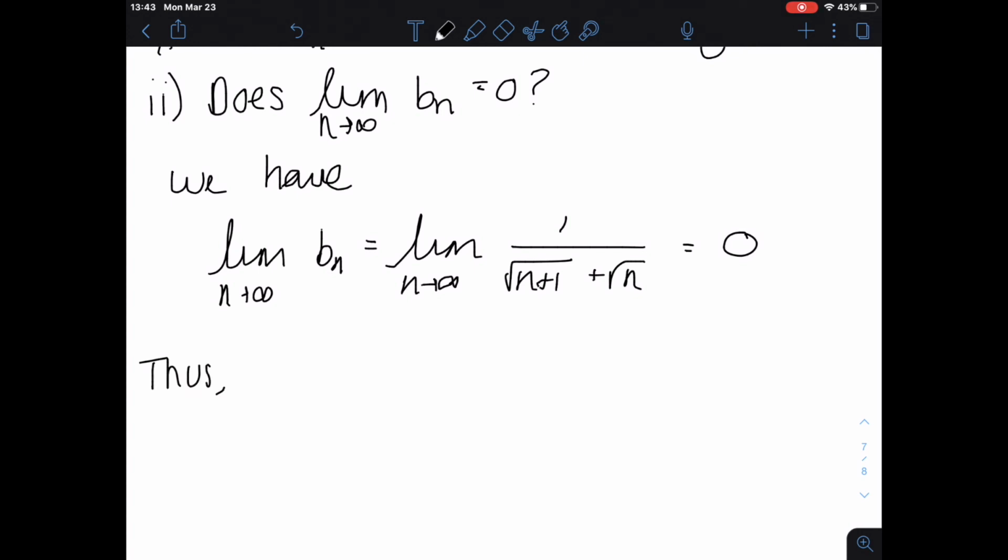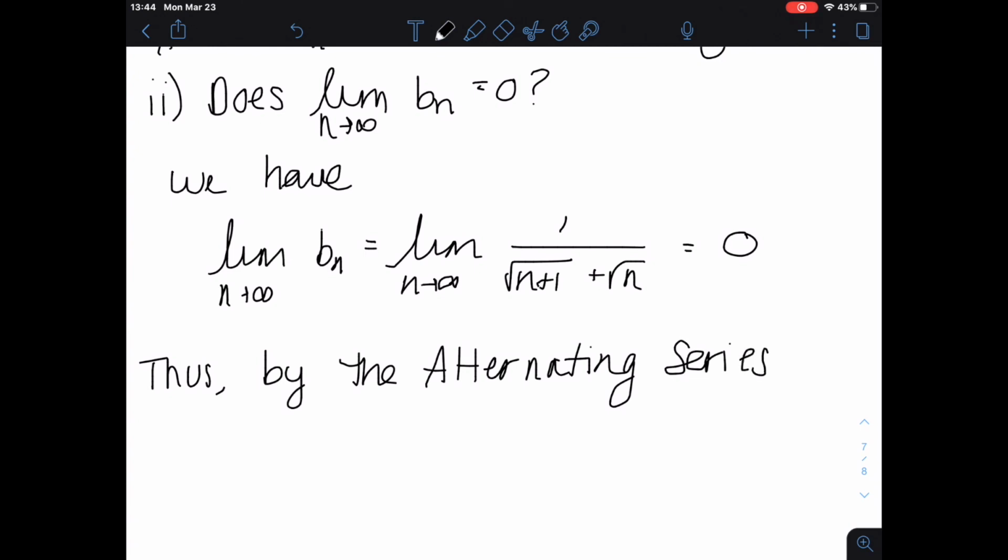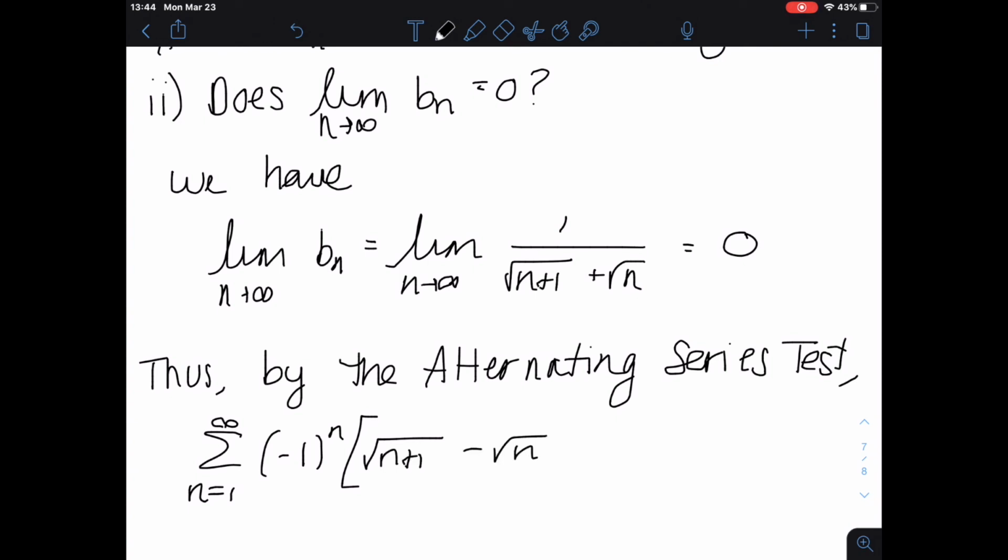So we can say by the alternating series test, the sum from n equals 1 to infinity of negative 1 to the n times the square root of n plus 1 minus the square root of n converges.